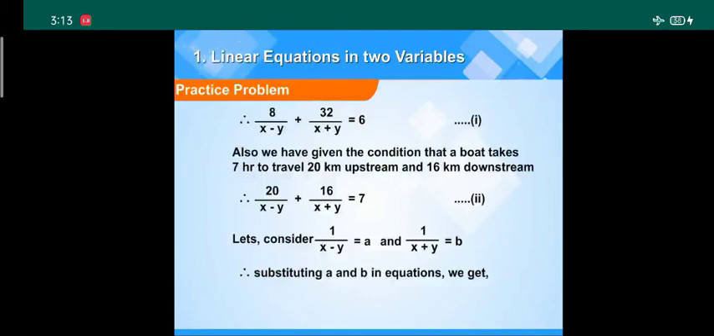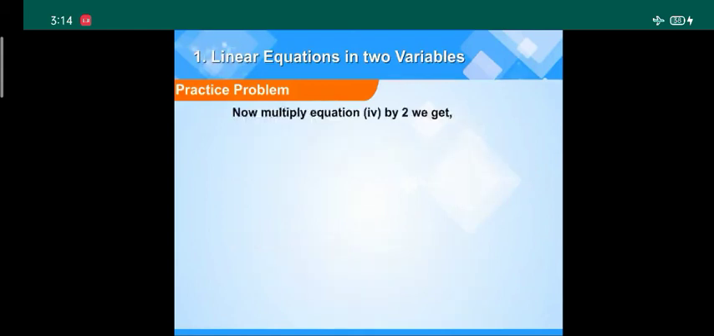Therefore, substituting a and b in equations, we get 8a plus 32b is equal to 6. This is equation number 3. And 20a plus 16b is equal to 7. This is equation number 4. Now, to equate coefficients, multiply equation number 4 by 2, we get 40a plus 32b is equal to 14. This is equation number 5.